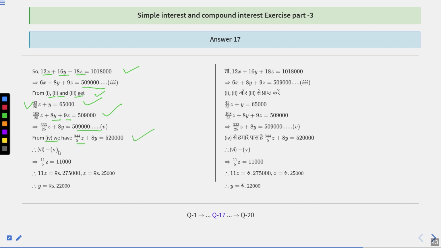So subtracting 5 from 4, we get 11 by 5 Z equals 11,000. So 11Z becomes 2,75,000. So we get the value of Z, which is 25,000. So the value of Y equals 22,000 rupees. Clear? Next one.